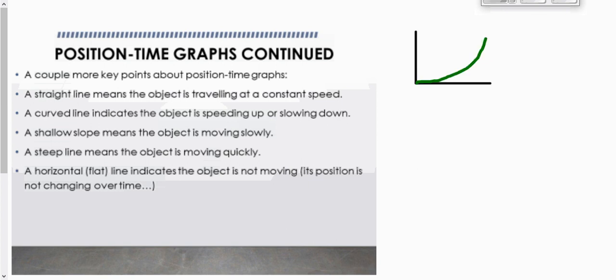If I'm looking at my position time graph and I see a curved line, now I am no longer considering constant velocity. Curving upwards like this tells me my object is speeding up. However, if my line appears to curve in a downwards direction, this would tell me that my object is slowing down.